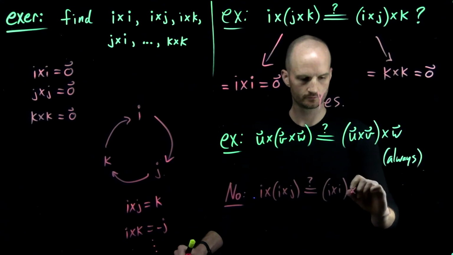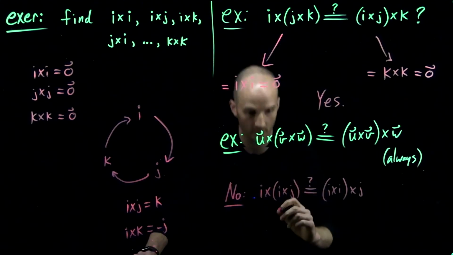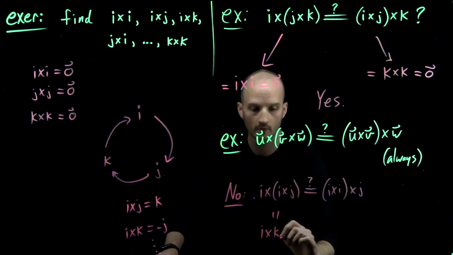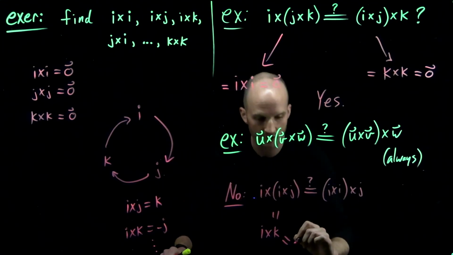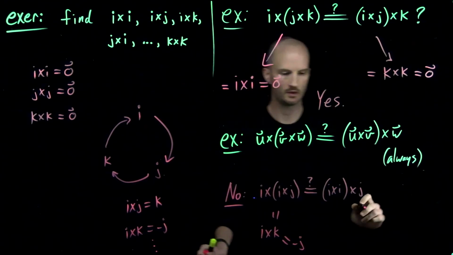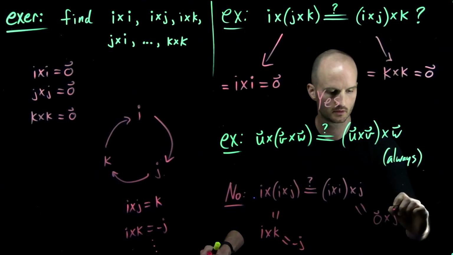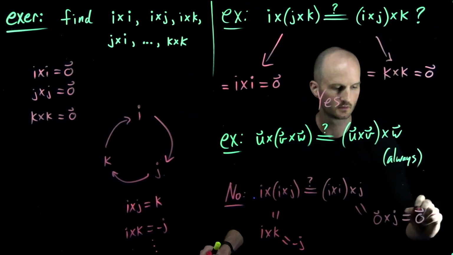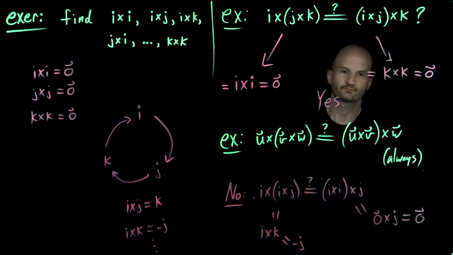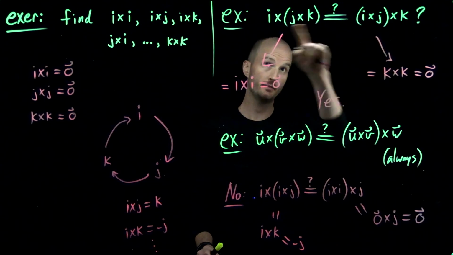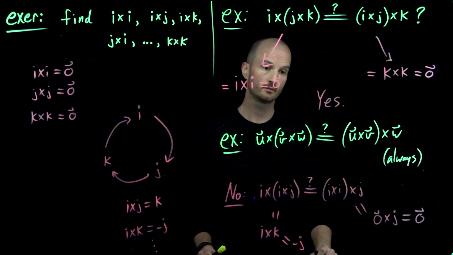So let's try this one. So here I would get i cross k. i cross k is negative j. Whereas here, I get 0 cross j, which is the 0 vector. So in this case, no. Okay, we can see that this equation is sometimes true and sometimes not.